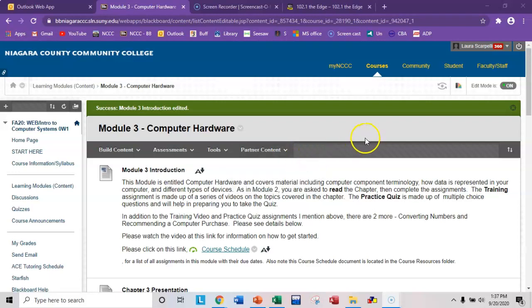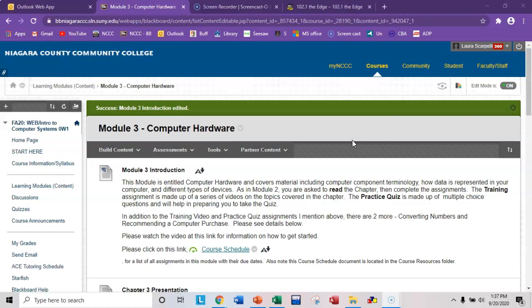Module 3 is entitled Computer Hardware, and it covers material regarding computing components and terminology related to that. So for example, your CPU or central processing unit is composed of the control unit and the arithmetic logic unit. So you'll learn about those terms and some information about how data passes through your computer.